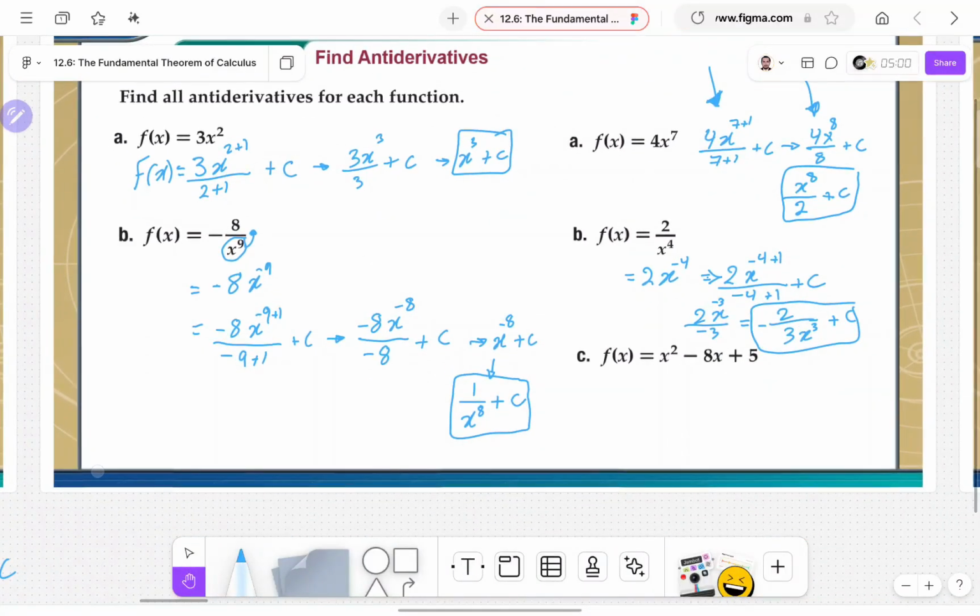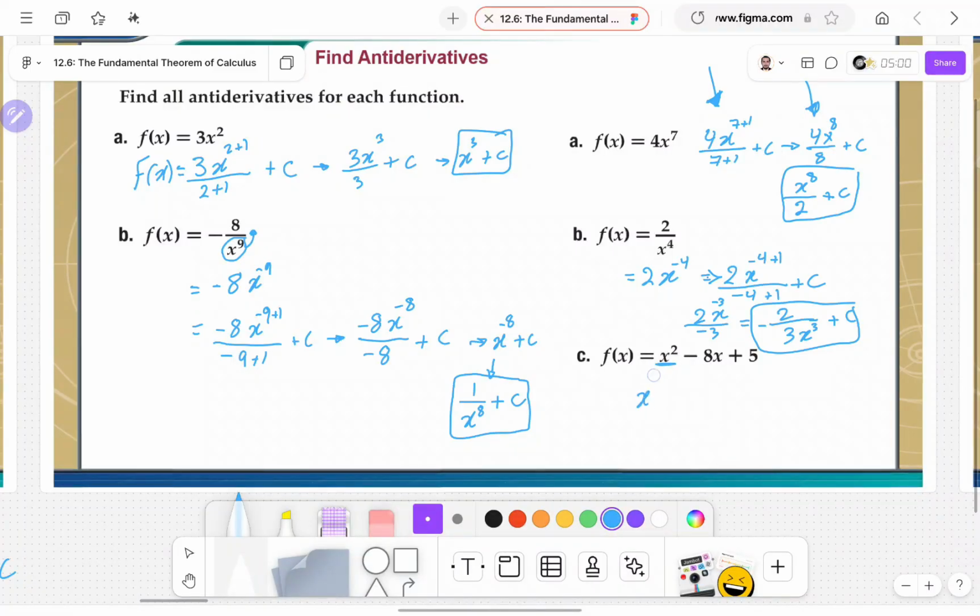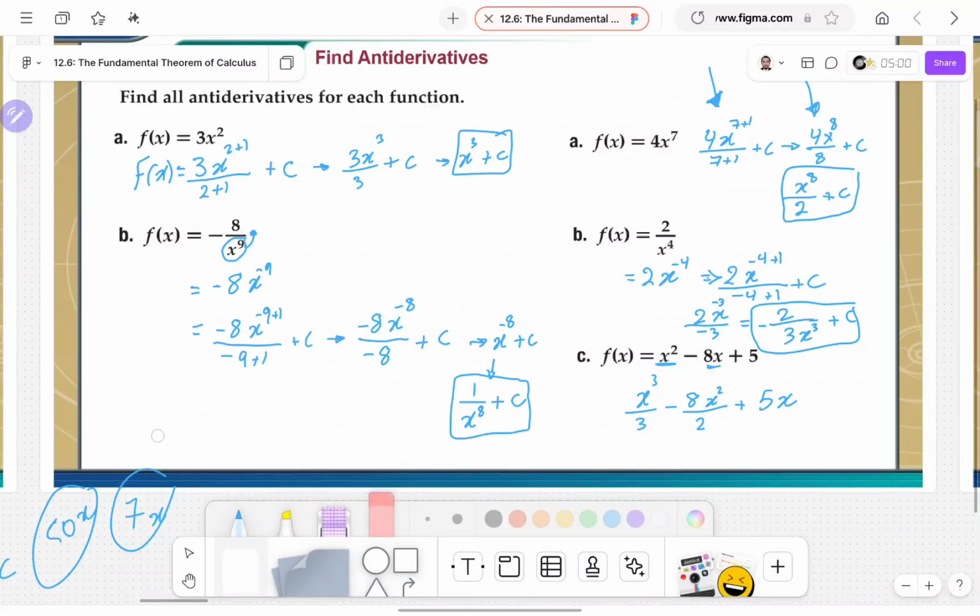Now let's do the last one. So when you have multiple terms, not only one term, you find the antiderivative for every single term. So for example, what's the antiderivative for x to the power of 2? It's equal to x cubed over 3. I just did it the first time. Minus, what's the antiderivative for 8x? So it will be 8x squared over 2 plus, and any constant, you just add x. If you have 6, you just add x. If you have 7, you just add x. If you have 50, you just add x. So this is the antiderivative for a constant. Antiderivative of a constant, you just add x. That's it. You don't have to do anything more.